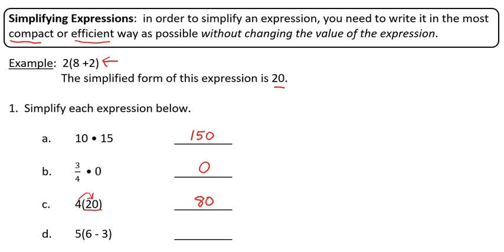And in question D, I have another example of the distributive property. So I can do what's inside the parentheses first. 6 minus 3 is 3. 5 times 3 is 15. Or I could also look at it as 5 times 6 is 30. 5 times 3 is 15. 30 minus 15 is 15.